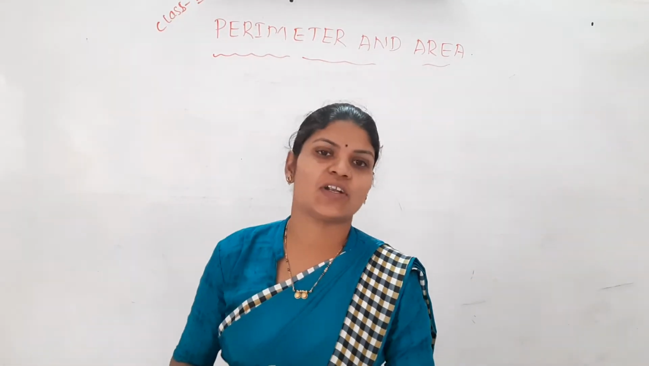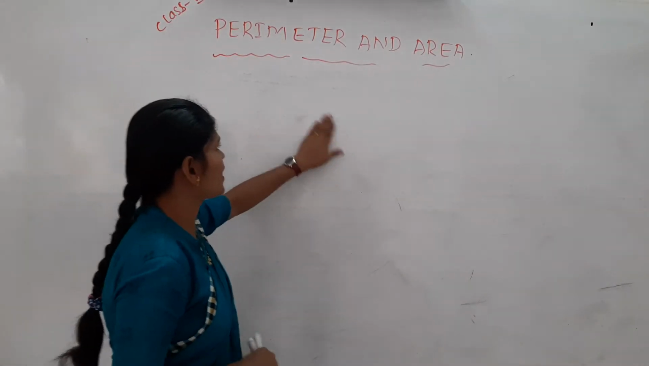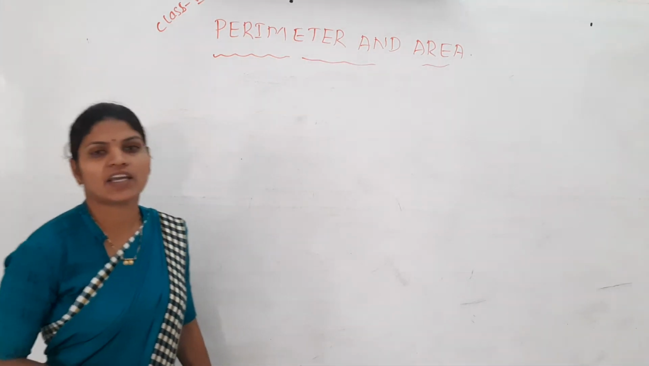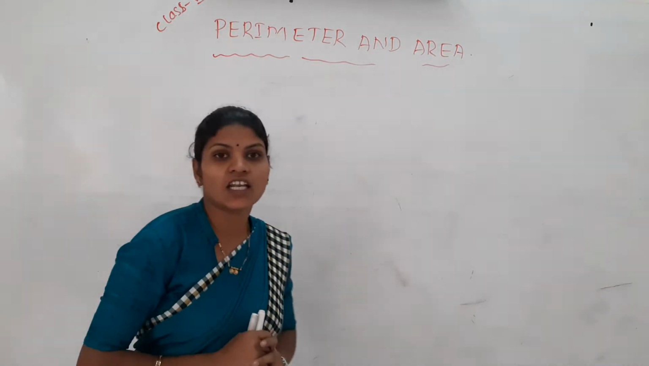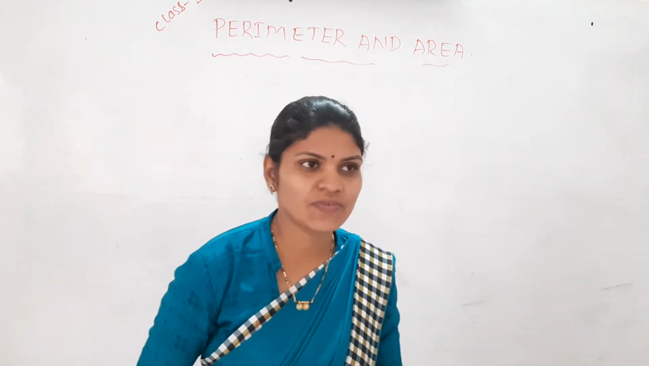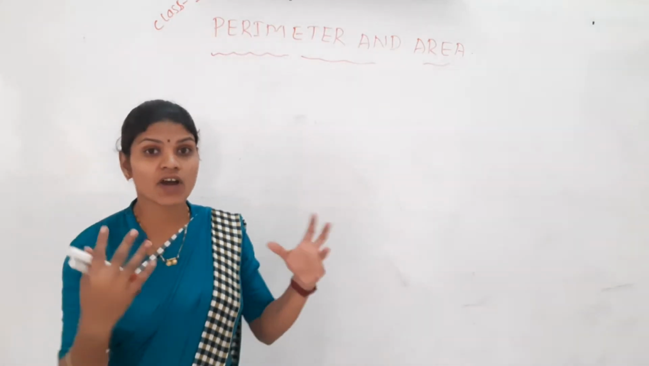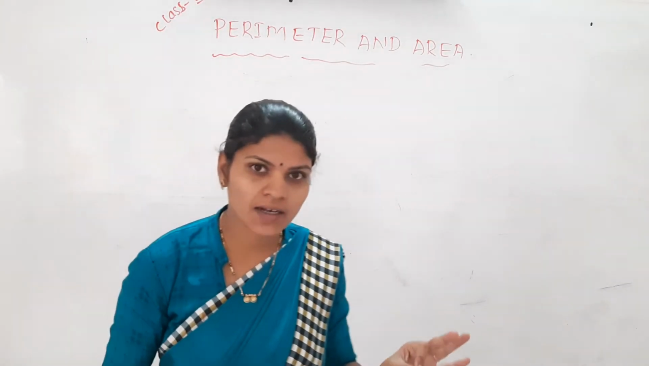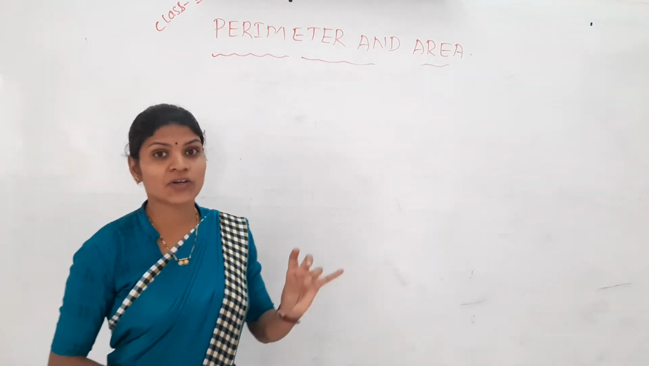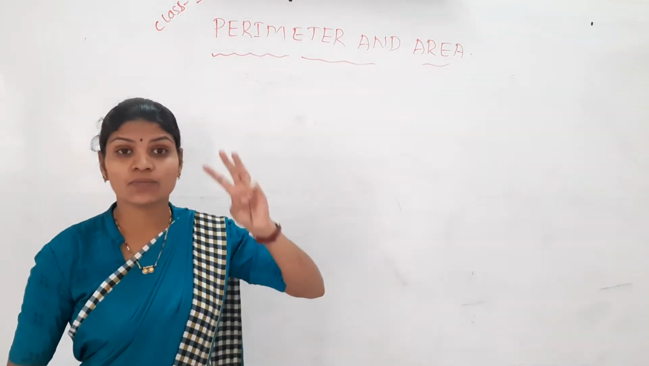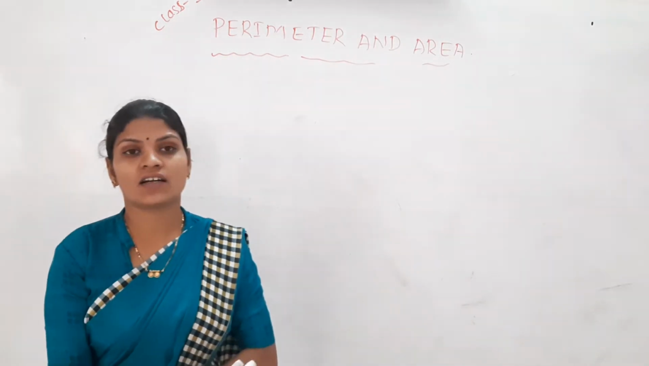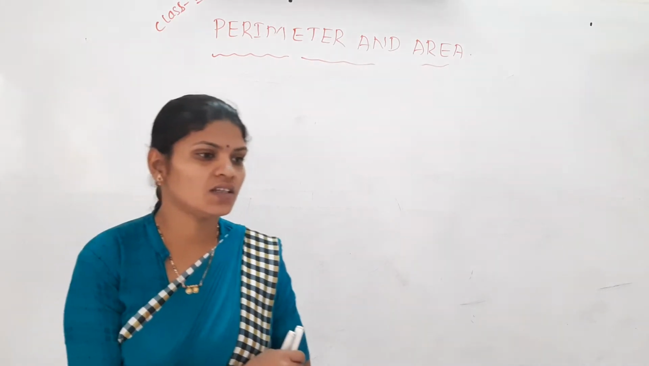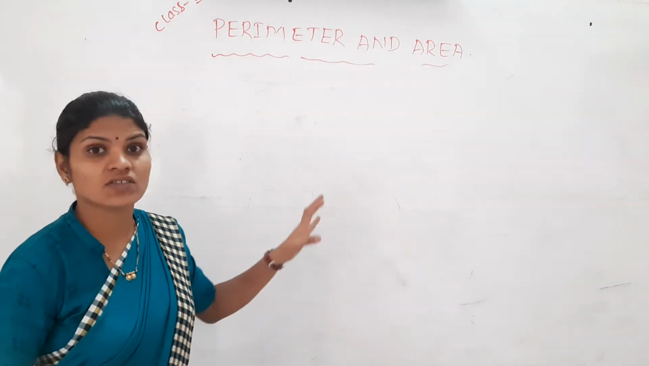We are taking one of the chapters, that is perimeter and area. Which chapter are we discussing? Perimeter and area. What have we seen in our previous class? We have discussed how to find the perimeter of rectangle, square, triangle, parallelogram, and also the perimeter of the circle, which is nothing but the circumference of the circle. Next, we also saw how to find the area of all these.